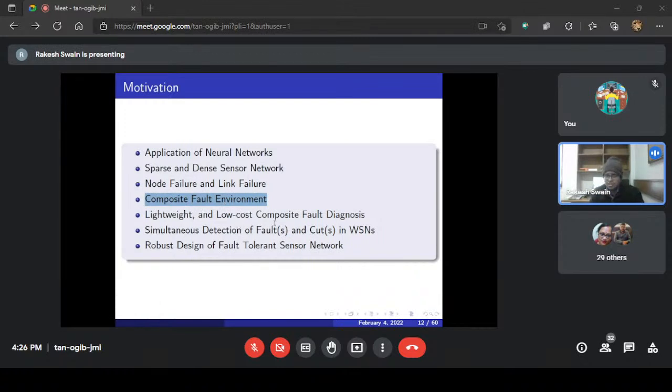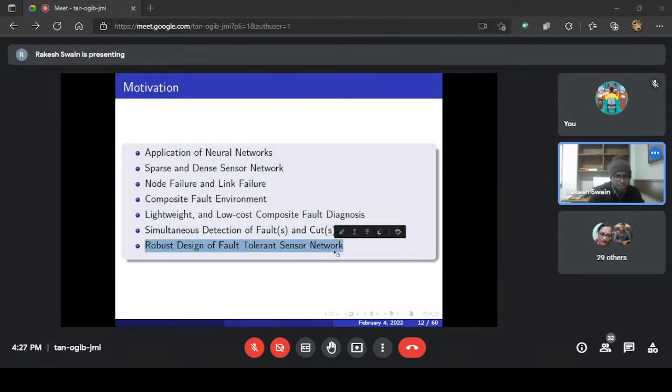Due to the resource constraint, you can go for a lightweight and low-cost design. Here you also have to simultaneously detect some faults and partitions. Due to faults, some portion of the network may be disconnected from the total sensor network, so you can go for the partitions also. Whatever the design is, it should be a robust, fault-tolerant sensor network design. That is the motivation here.